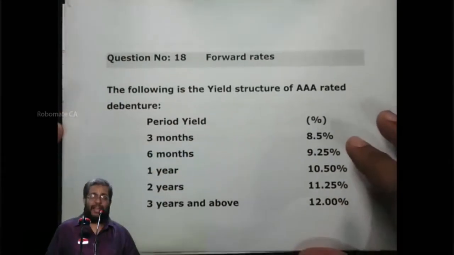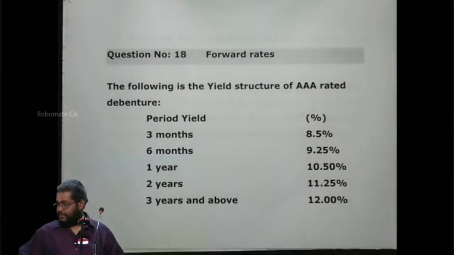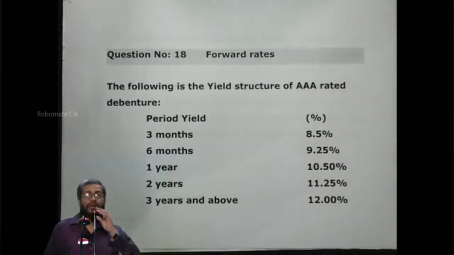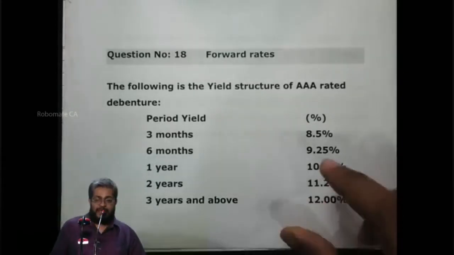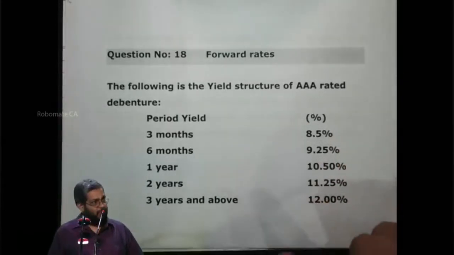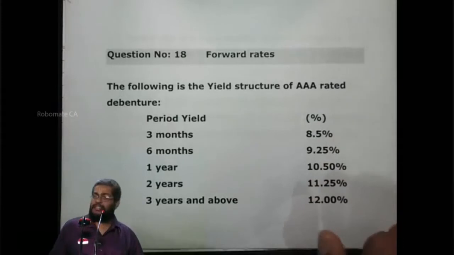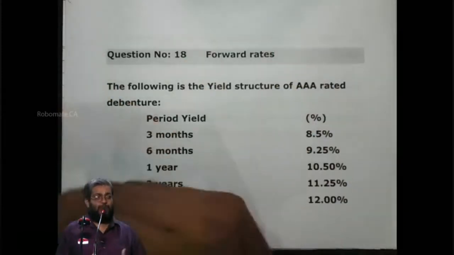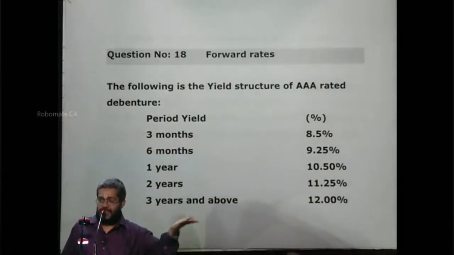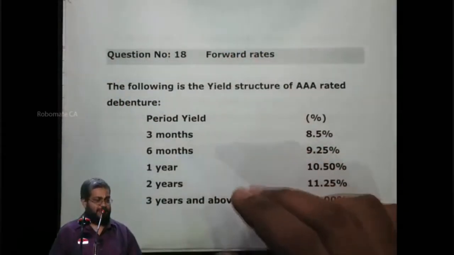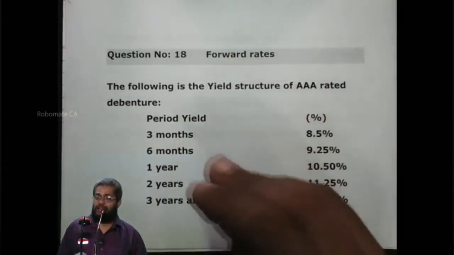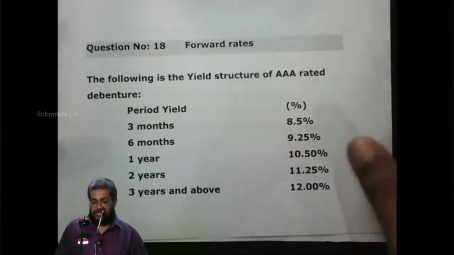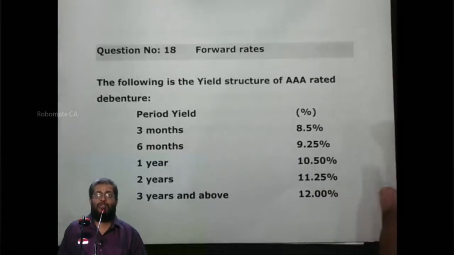Take question number 18. Okay, this is a different sum. Even though we are going to calculate forward rates, the sum is different, where we can use a much simpler method. We'll see what is so unique about this problem while doing the solution. Take question number 18. Settle down, don't talk.